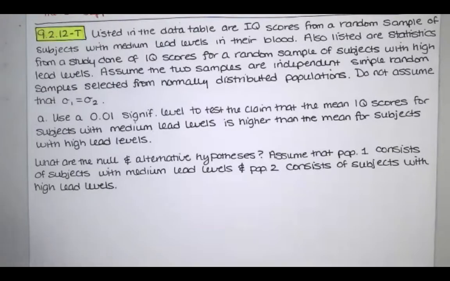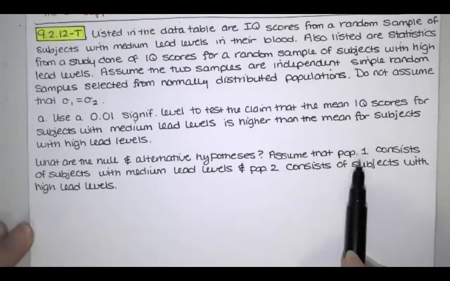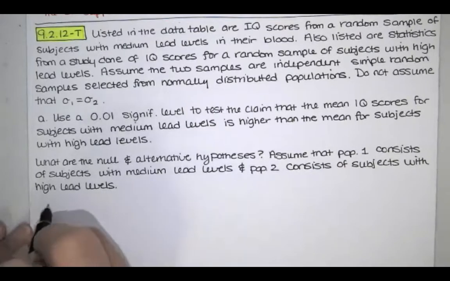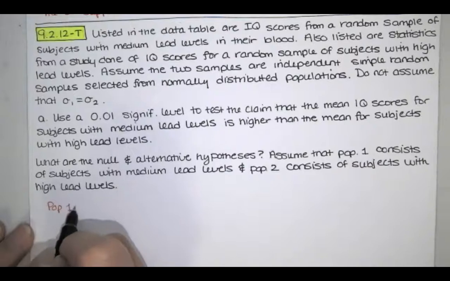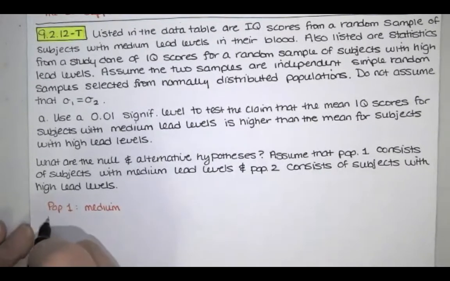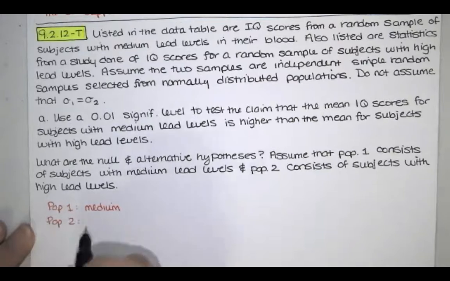Okay, so the first thing we need to do is identify the first and second population. Our first population is the subjects with medium lead levels. And the second population is the subjects with high lead levels.